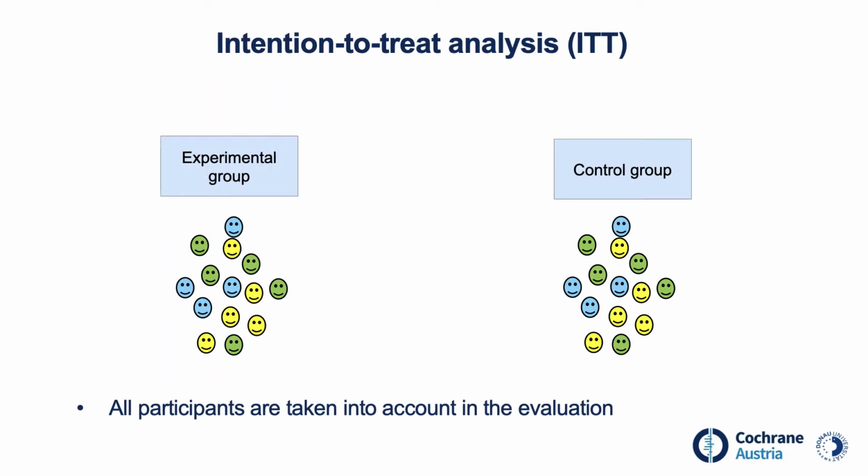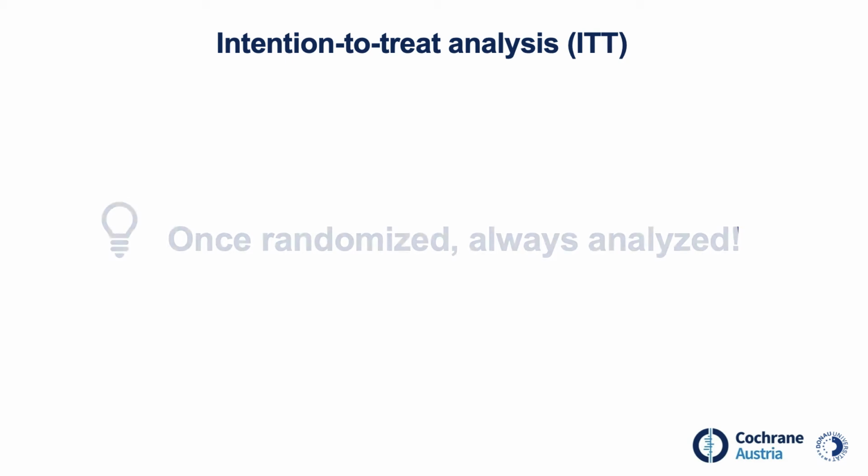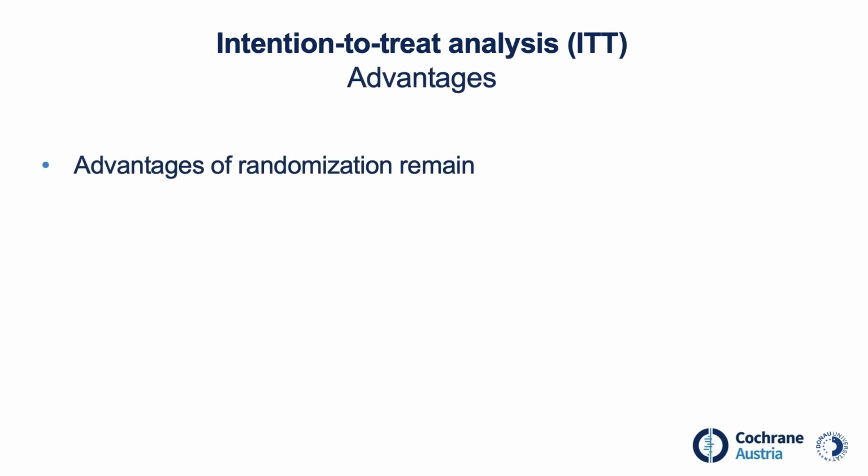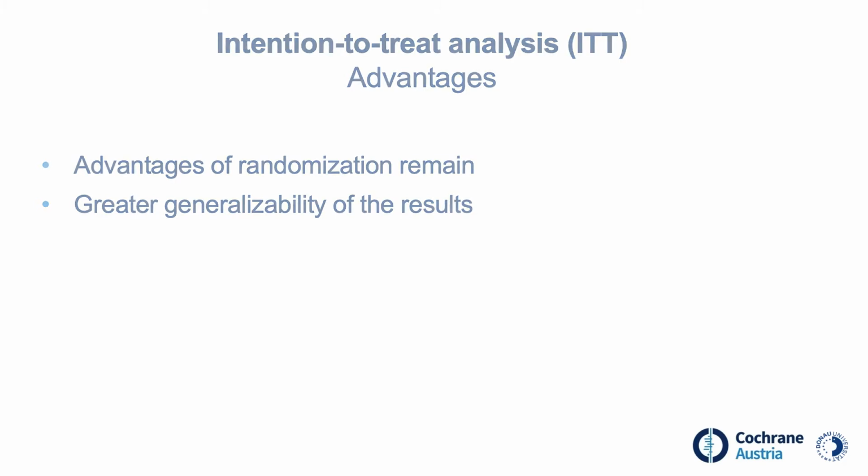In an intention to treat analysis, all study participants are taken into account, regardless of whether they finish the study or not, and they are always evaluated in the group into which they were randomized, according to the motto, once randomized, always analyzed. This has the effect that the advantages of randomization are retained. Known and unknown prognostic factors of the participants remain evenly distributed between study groups. In addition, the results are more generalizable, because in real life, patients do not always behave according to plan.